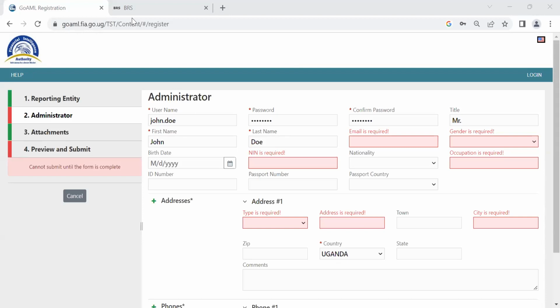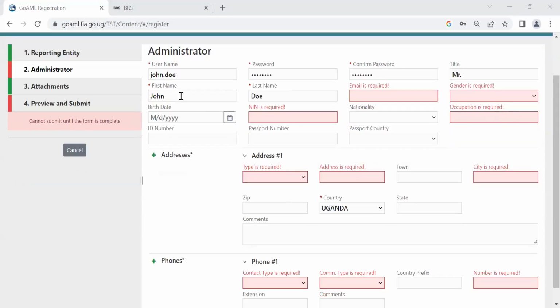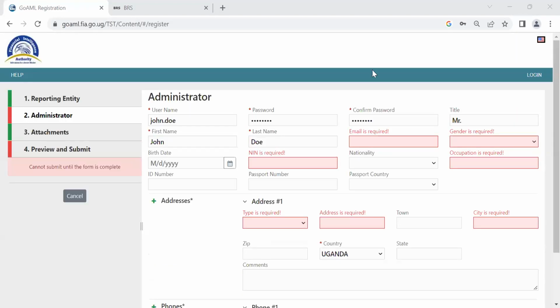Someone is asking about organization ID. We haven't done anything to do with organization ID. We were registering a reporting entity, which means you went to the wrong page. Make sure you go back to register. Once you click register, pick register reporting entity. Don't go to users. Register organization, register reporting entity. If you're seeing organization ID, then you're on the wrong page.